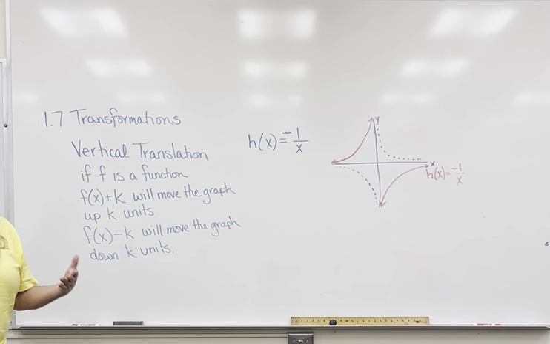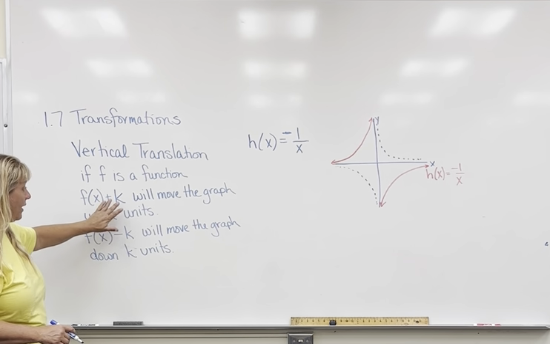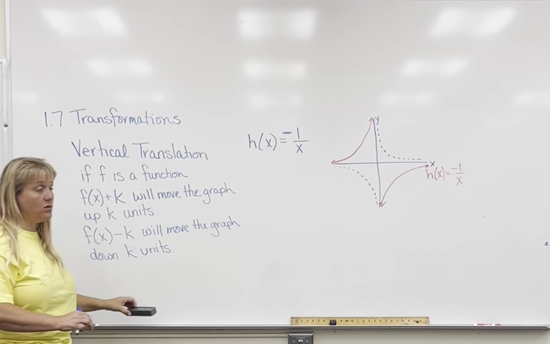So if you add or subtract a number on the end of the function, what that's going to do is give you this vertical translation. The graph is either going to go up or it's going to go down. And it works just the way you want it. A plus goes up, a minus goes down.